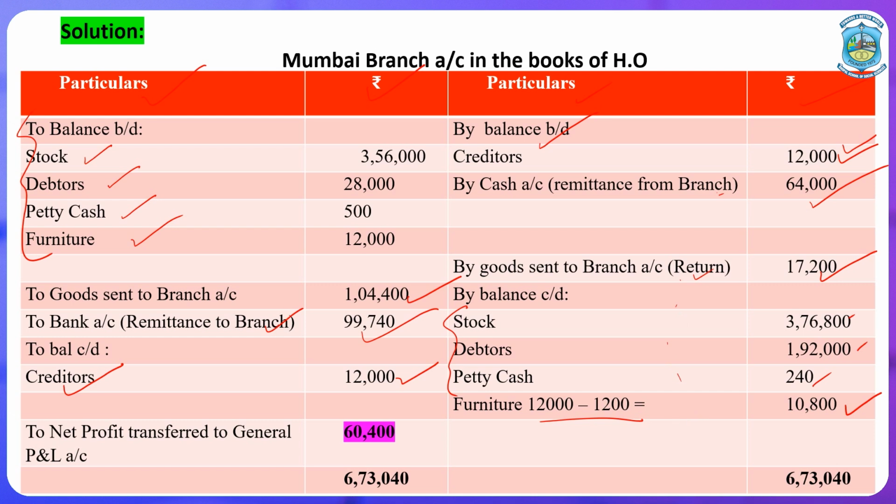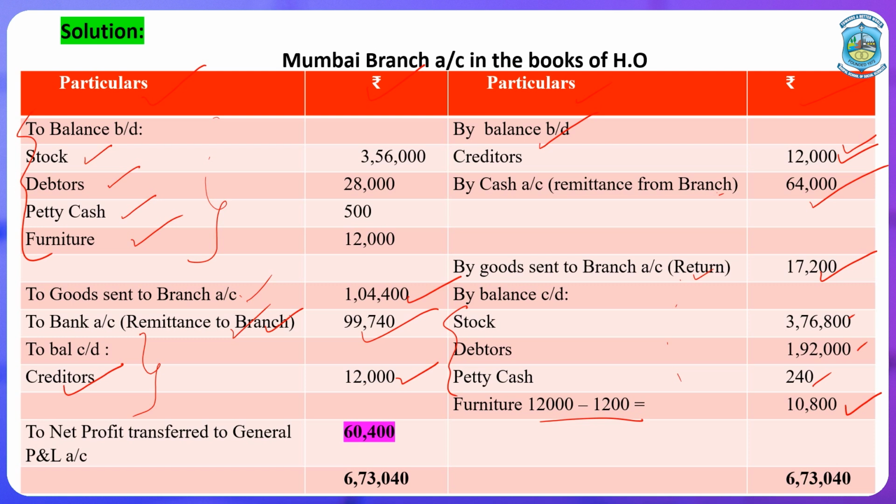Whereas, at the debit side, you will find the opening balances of all the assets, then goods sent by the head office to the branch, you will record at the debit side, then the cash that is being sent by the head office to the branch, that is also recorded at the debit side, and of course, the closing balances of all the liabilities will come at the debit side.